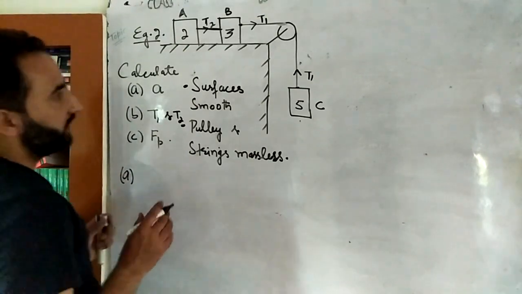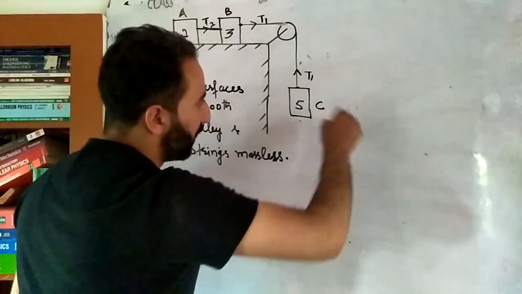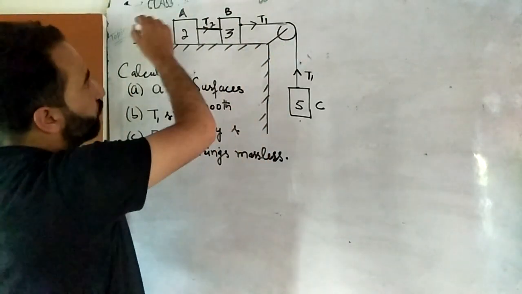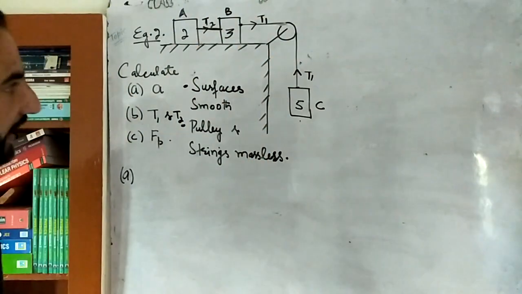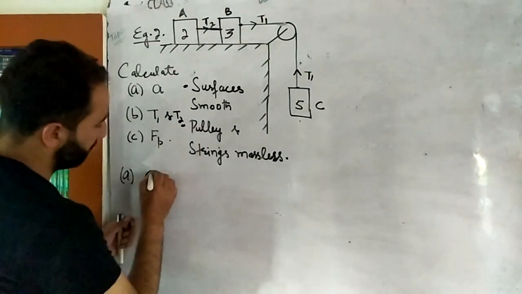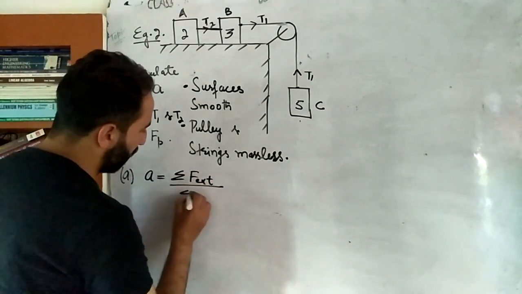Again, I will write down this. These are 3 different blocks: block A, block B, and block C. So again, the acceleration of each block will be the same. If this goes downwards with 5 meter per second square, this will go forwards with 5 meter per second square. This will also go in the forward direction with 5 meter per second square. So it means that the acceleration must be the same. Okay, when the acceleration is the same, this equation is equal to the summation of all the external forces divided by the summation of all the masses.